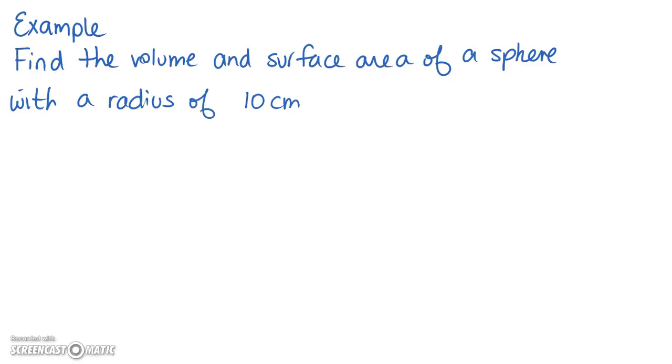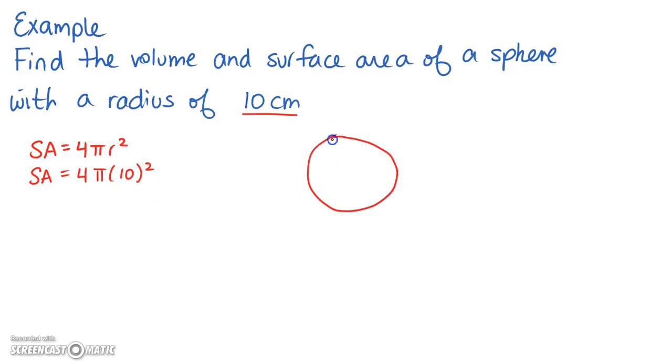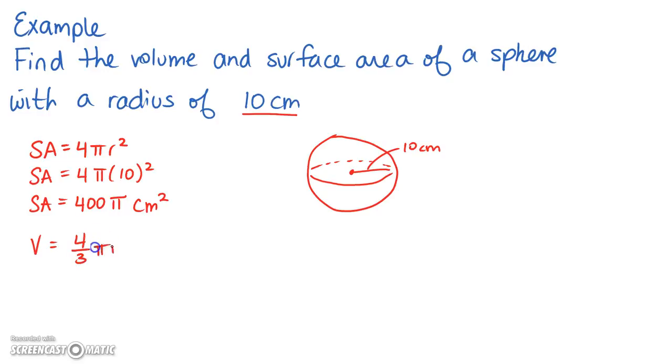So our first example, we're going to find the volume and surface area of a sphere with a radius of 10 centimeters. So let's do our surface area first. Surface area is going to be 4 times pi times your radius squared. We have a radius of 10 centimeters. So for your surface area, you'd have 4 times pi times 10 squared. And if you needed a diagram of what that looked like, the best I can do here, we'd have a radius here of 10 centimeters. So surface area then becomes 100 times 4, so 400 pi, and we're talking in centimeters, and it's surface area, so it's centimeters squared.